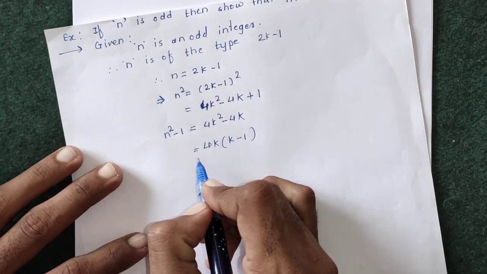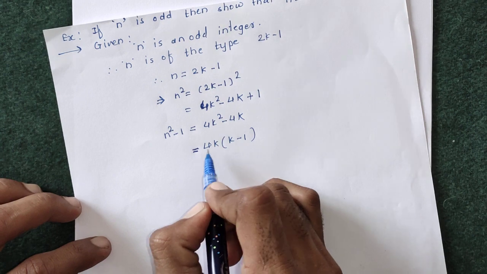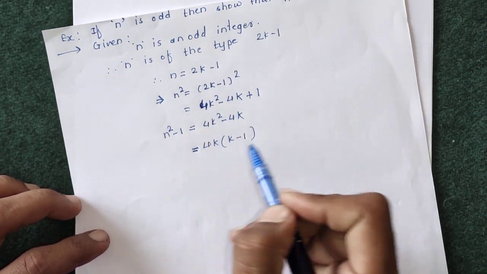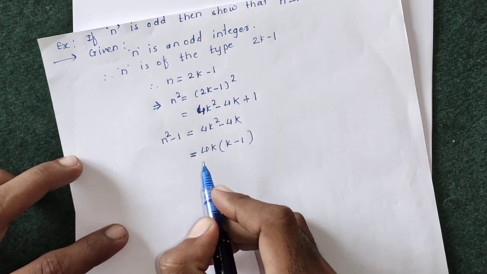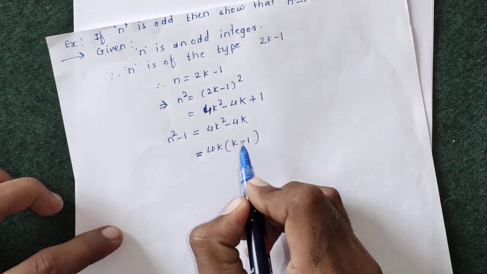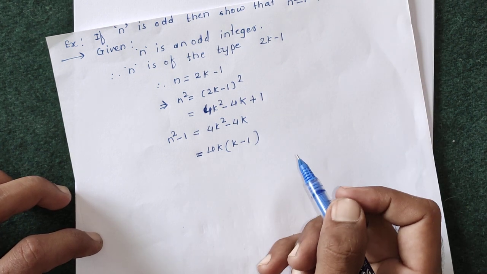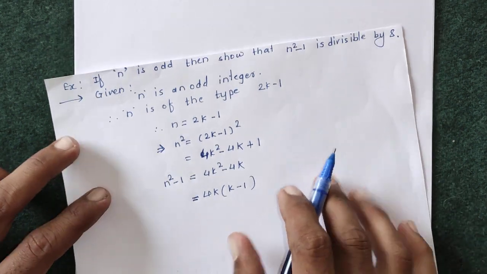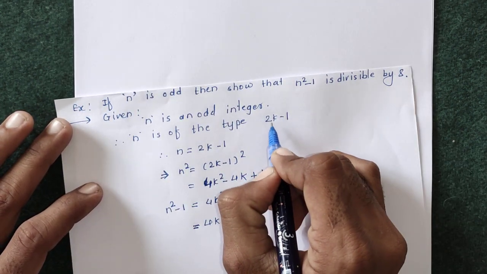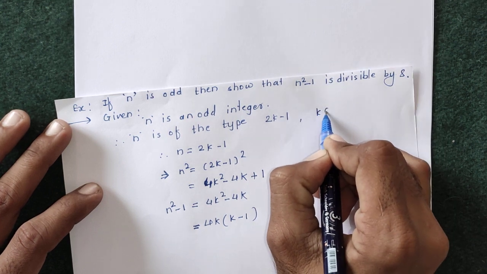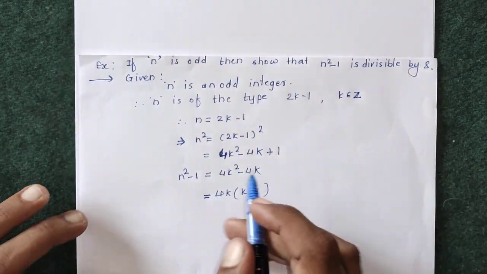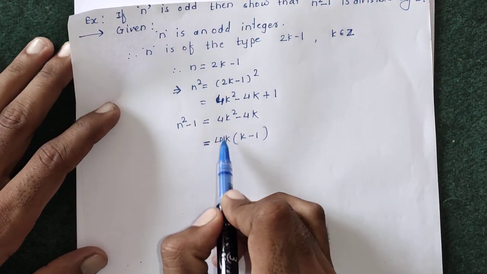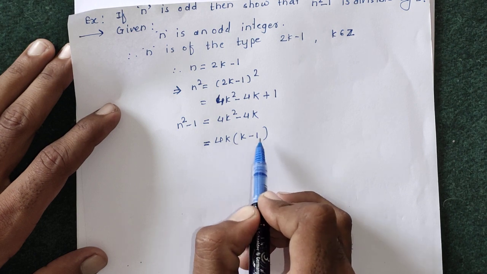So from this we can say that n square minus 1 is divisible by 4, but we can't yet say that it is divisible by 8. To prove that, we know that k and k minus 1 are consecutive integers. Since k is an integer, k minus 1 is again an integer, and k and k minus 1 are consecutive integers. For example, suppose k is equal to 10, then k minus 1 is 9, so 9 and 10 are consecutive integers.